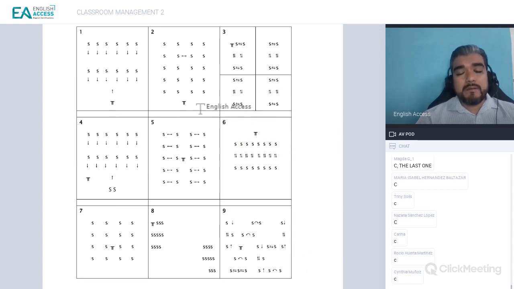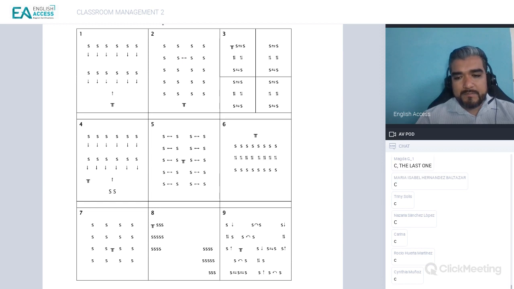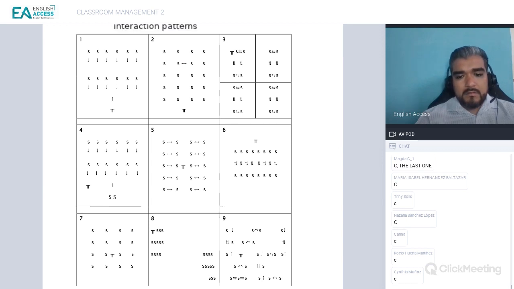Okay? I'm going to describe one picture, and you need to tell me what picture. They have numbers 1, 2, 3, 4, 5, 6, 7, 8, 9. Okay? These are called interaction patterns. That's how they are called. I'm going to write it right here. Okay, interaction patterns. So listen to the description.